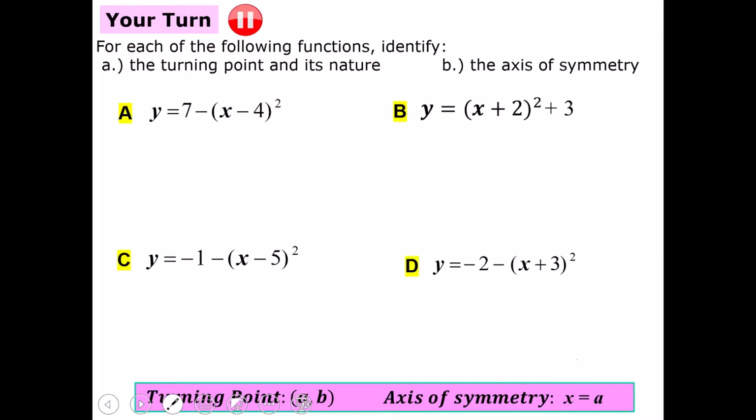Okay, your turn. For each of the following functions, identify the turning point and its nature. So by nature, I mean, is it a minimum turning point or is it a maximum turning point? So state the turning point and is it a minimum or a maximum? And for part B, for each one, can you please write down the axis of symmetry? So pause here and give these a go.